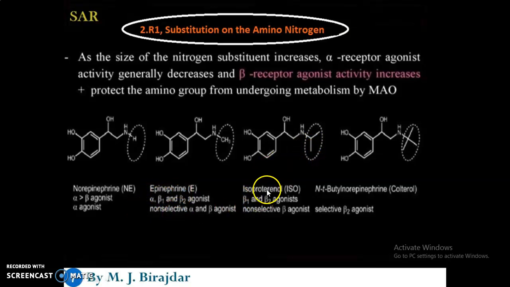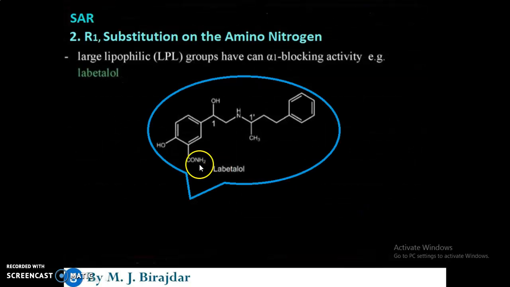Next one is isopropyl, isoproterenol. Its short form is ISO, which is a beta 1 and beta 2 agonist. Secondary structure is there, and tertiary butyl norepinephrine, colterol. This is the tertiary group, which is a selective beta 2 agonist.